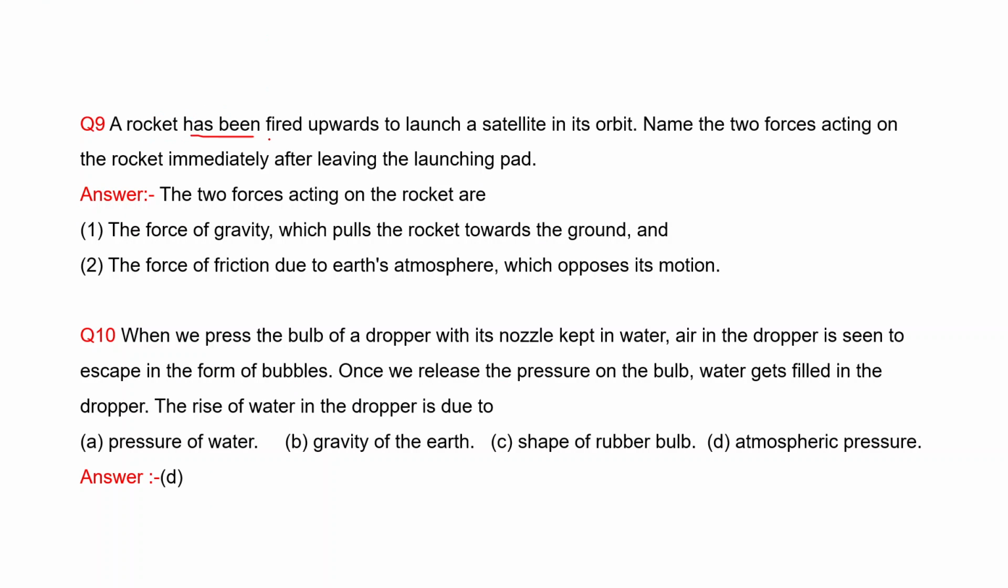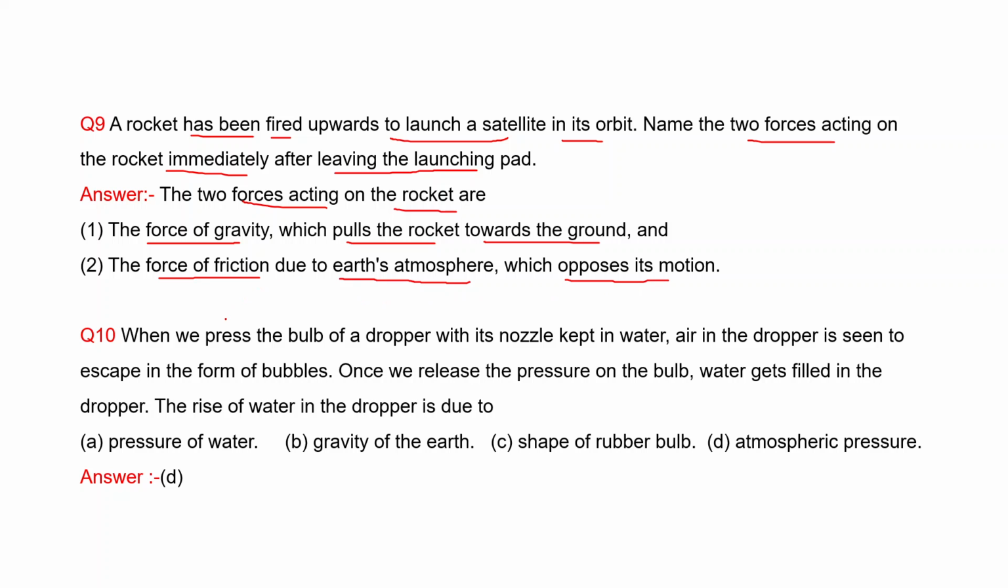A rocket has been fired upwards to launch a satellite in its orbit. Name the two forces acting on the rocket immediately after leaving the launching pad. The two forces acting on the rocket are the force of gravity, which pulls the rocket down towards the ground, and the force of friction. This force of friction is due to the Earth's atmosphere. In Earth's atmosphere, air is there. That's why this force of friction is due to air, and it opposes its motion.